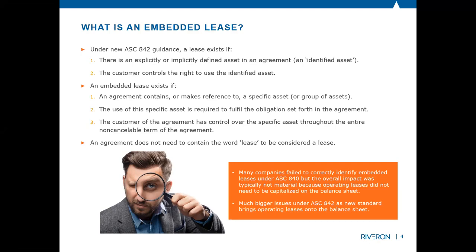The major concepts to consider when identifying whether an embedded lease exists or not are: does the agreement contain or make reference to a specific asset or group of assets? Like I mentioned in the definition, that can be an explicit or implicit identification of the asset. The use of this specific asset is required to fulfill the obligation set forth in the agreement. And third, the customer of the agreement has control over the specific asset throughout the entire non-cancelable term of the agreement. Again, another thing to note, an agreement does not need to contain the word lease or rent or any of those kind of obvious things to be considered a lease.